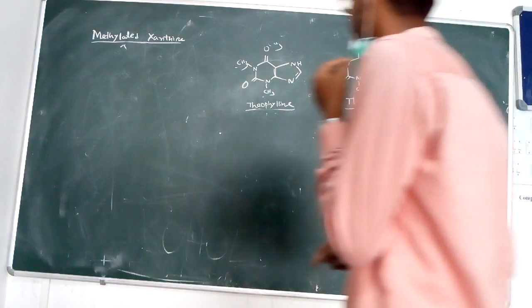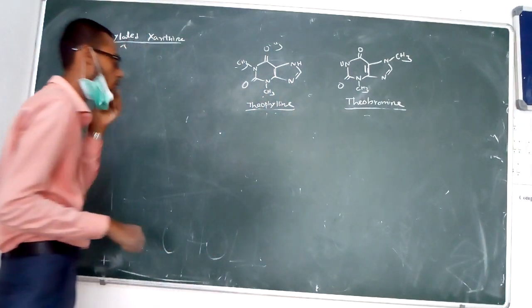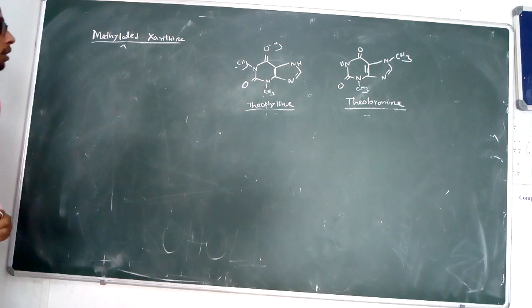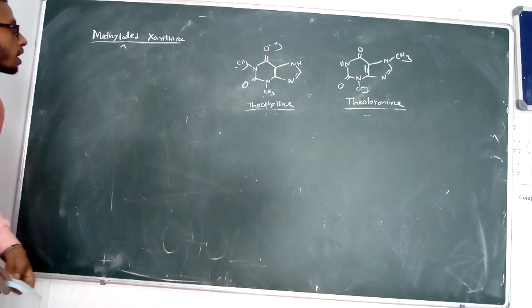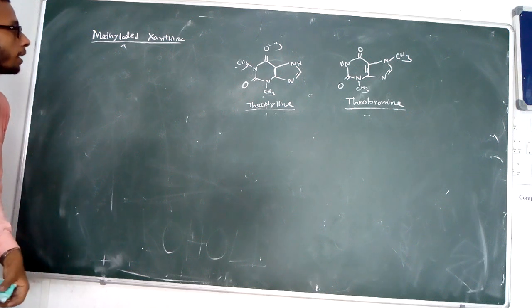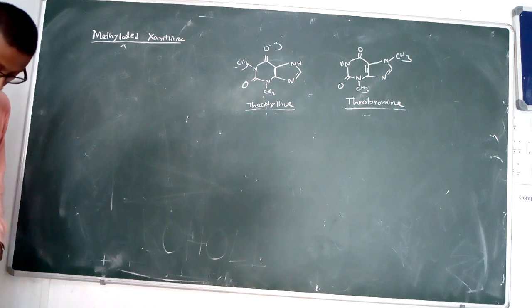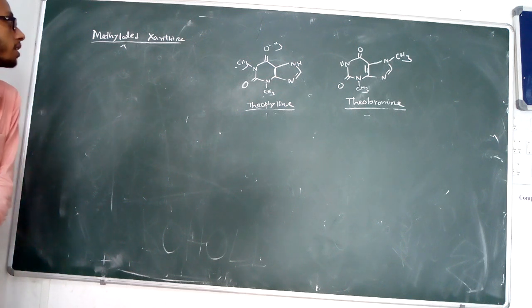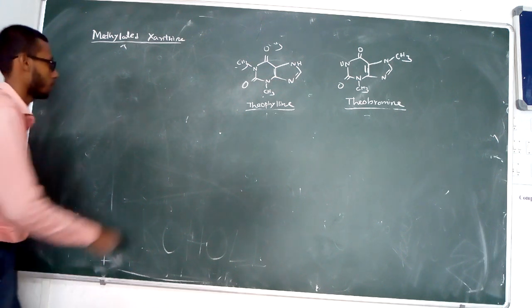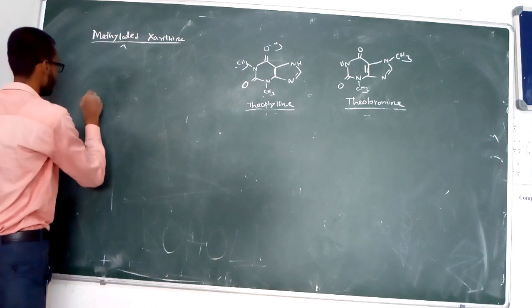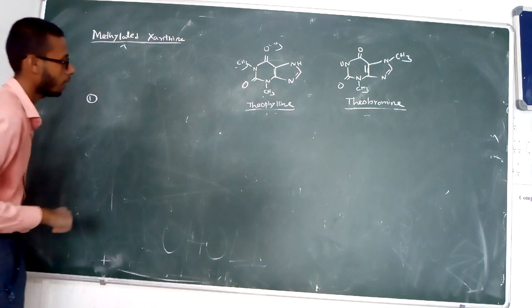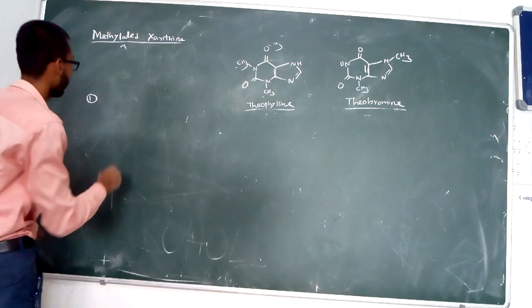Now coming to the theophylline and theobromine synthesis process, I already discussed the introductory part. Theophylline and theobromine are also methylated xanthines, and they are synthesized by two methods. The first one is the Fischer synthesis, and in that method we take uric acid.